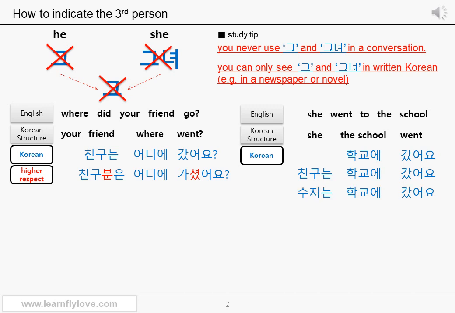Or, if the subject is your close friend, you can just use his or her name. For example, 수지는 학교에 갔어요. Or, if the subject is a social acquaintance, you can use name plus job position, last name plus job position, etc., depending on your relationship with that third person. Or, you can use 그 남자, 그 여자, which means that man, that woman. Or, the honorific form, 그 남자분, 그 여자분, if you don't know this person very well.